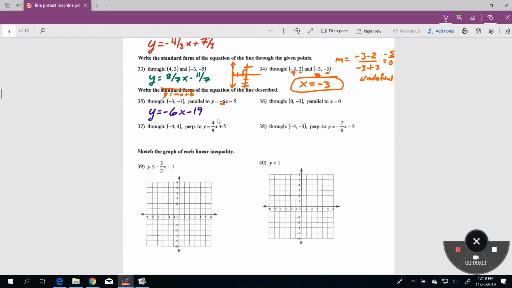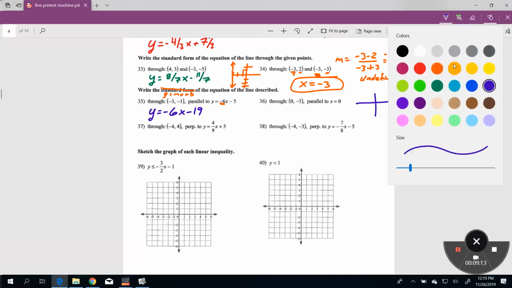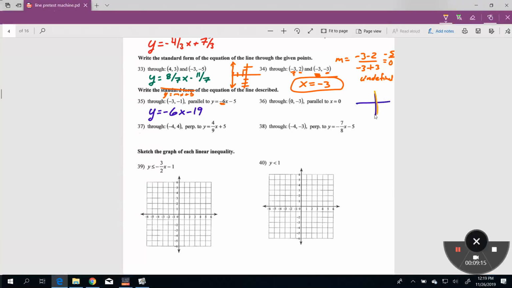So we did 35. 36 says parallel to x equals 0. So remember x equals 0. So there's my axis, x equals 0. That's this line right here. But it's supposed to go through 0, negative 3. That's this point. That line's already going through it. So it's just x equals 0. It's always whatever that x value is if it's parallel. Okay? So that's how that always works.